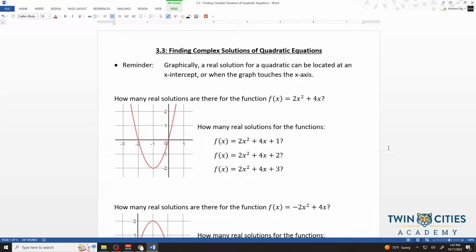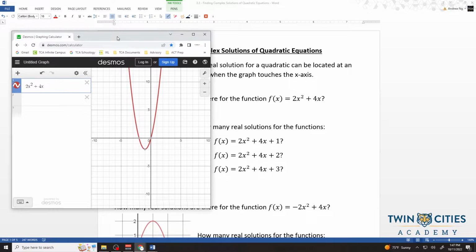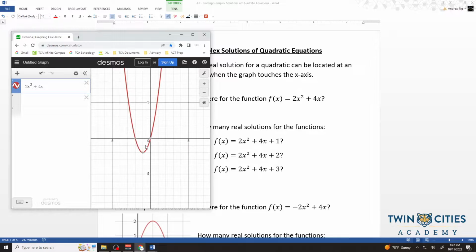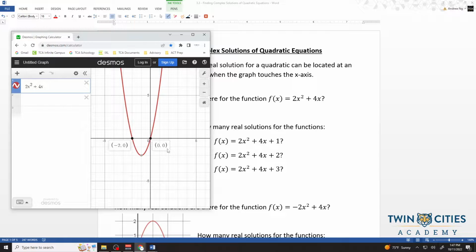So let's take a look at this first graph. This is the graph here of f of x equals 2x squared plus 4x. I've also graphed it on Desmos here. Let me bring that over. As we can see, this hits the x-axis twice. It hits once at -2 and once at x equals 0. So this has two solutions.